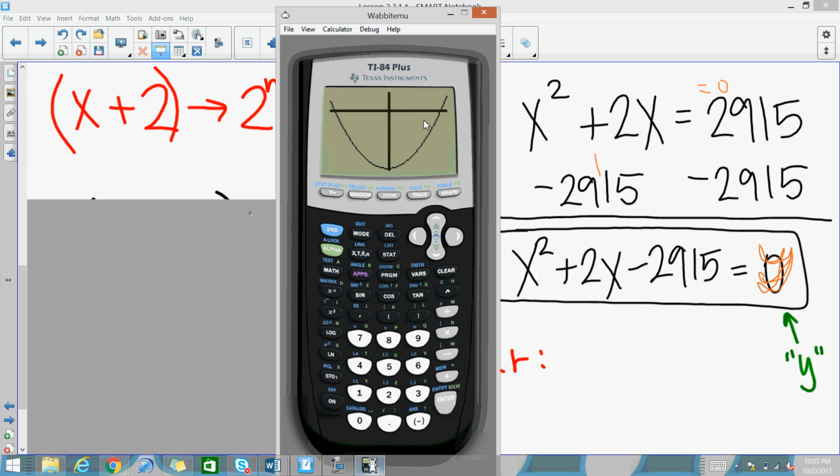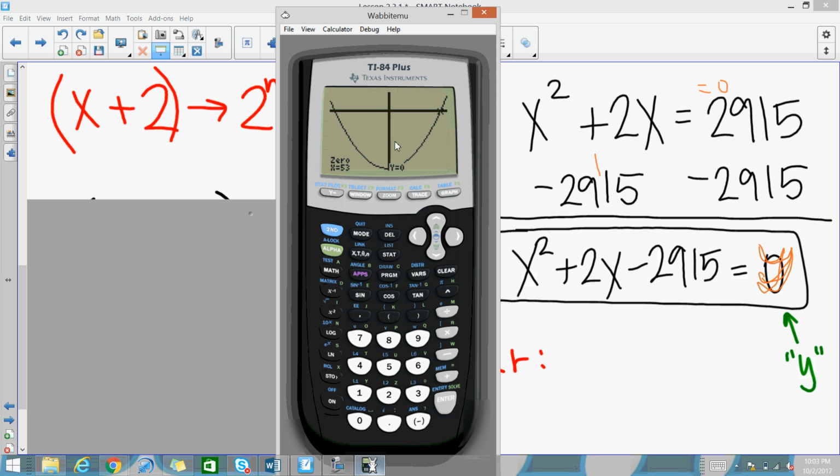Now, with our graph like this, we can go second trace, go down to 0, and we can calculate our x-intercepts. Now, here's the deal. You want to find your left bound. It doesn't matter whether it's this x-intercept or this x-intercept. I'm going to start with this x-intercept. So I hit enter here, left bound. Now I need to be up here above the x-axis, so I'm going to have to click this about 1,000 times, hopefully not too many. And that's above, so I'm good. Hit enter, and I get an x-intercept of 53.